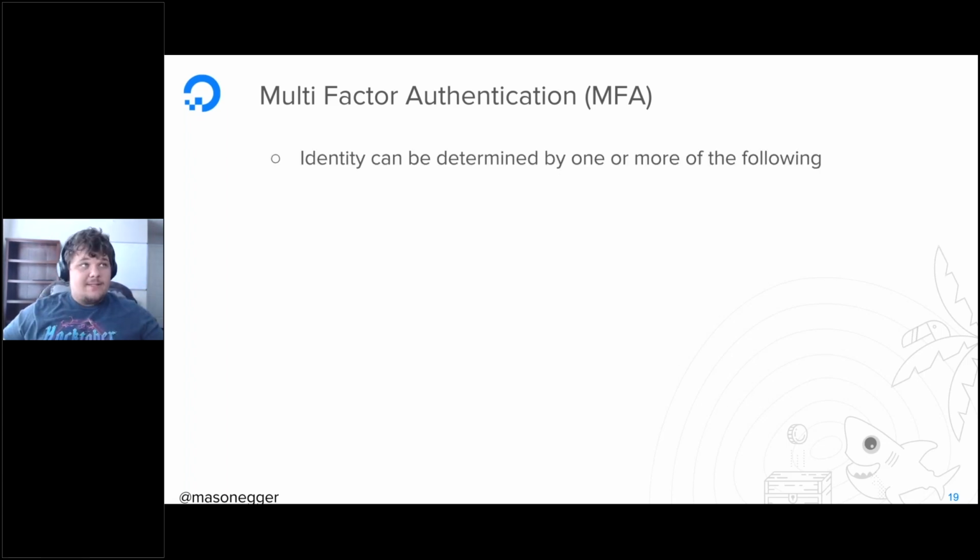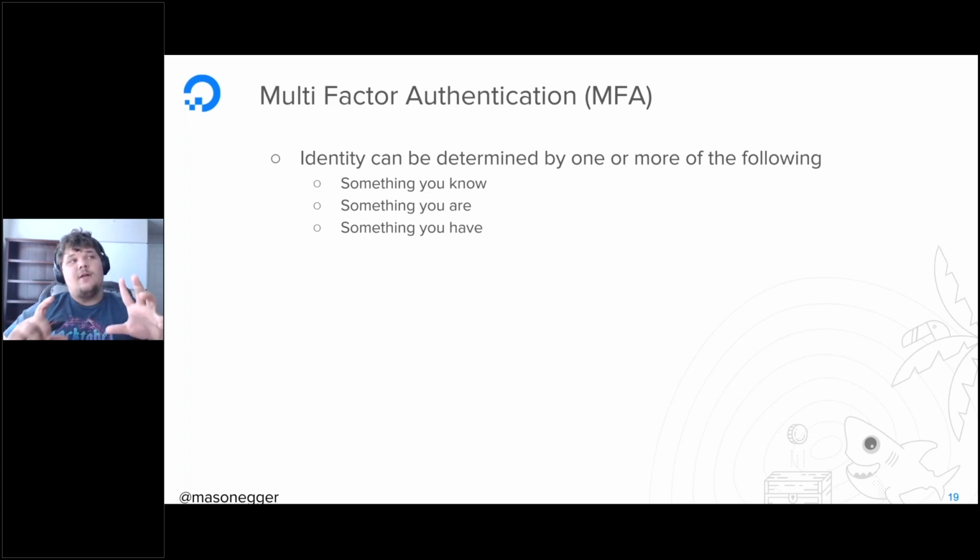And essentially what it is: identity can be determined by one or more of the following things. Something you know, something you are, and something you have. This is how we built identity systems.